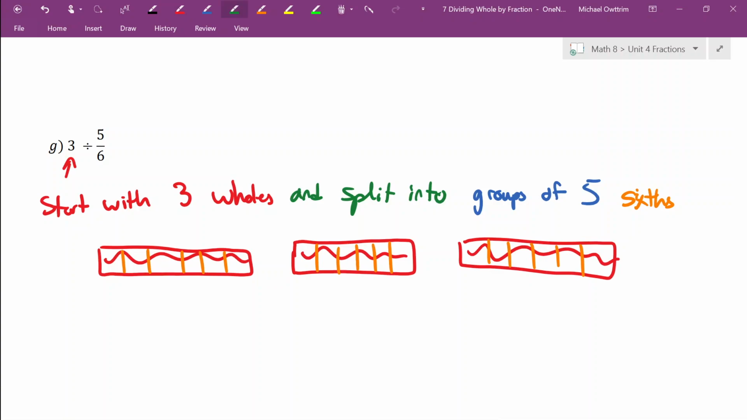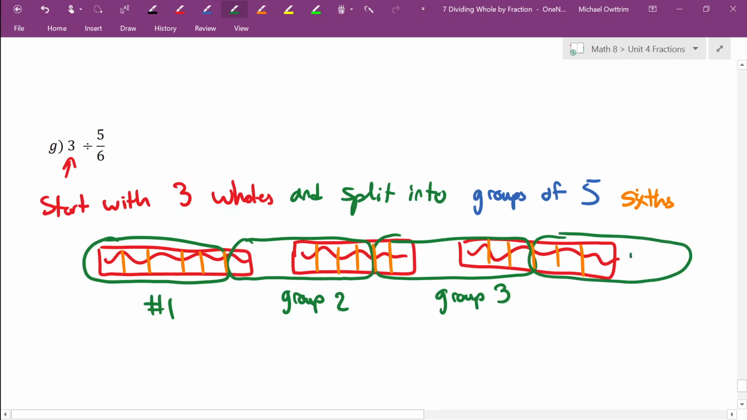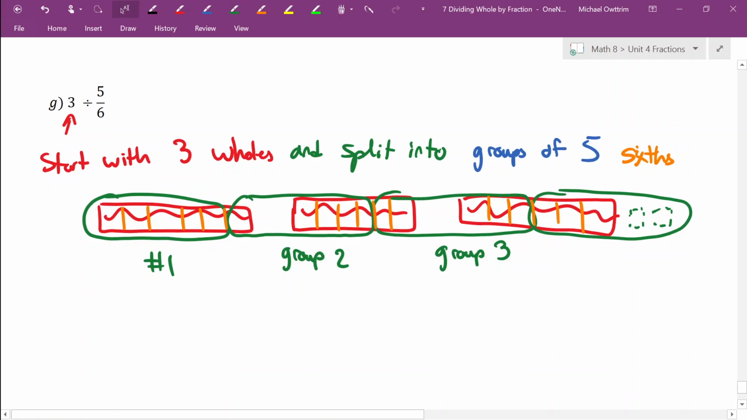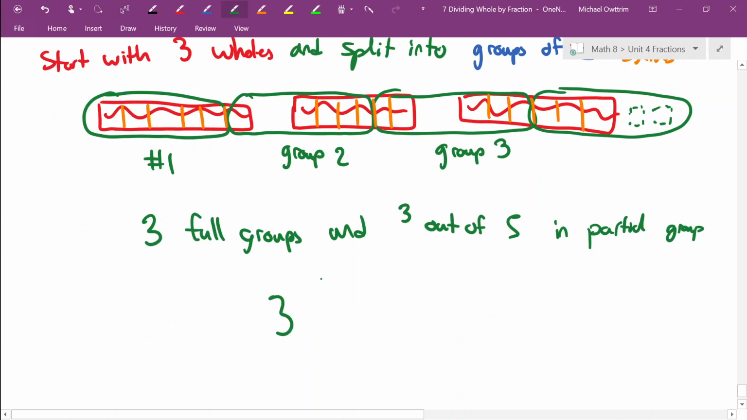And then we want to sort into groups of 5. So there's 5, that's group number 1. There's another 5, that's group number 2. There's another 5, it's group 3. And then we've got 3 here out of the 5 that we would need for our last group. So 3 full groups and 3 out of 5 in our partial group. So that's our mixed number 3 and 3/5.